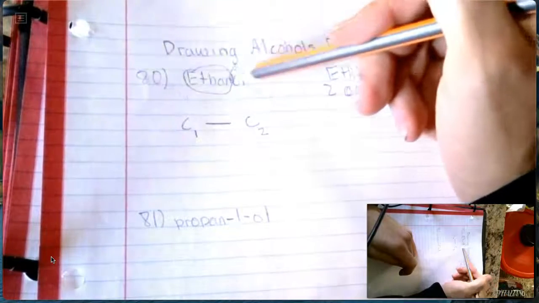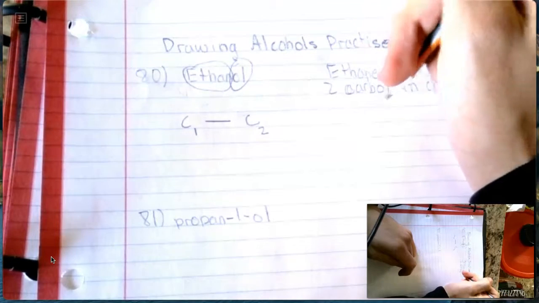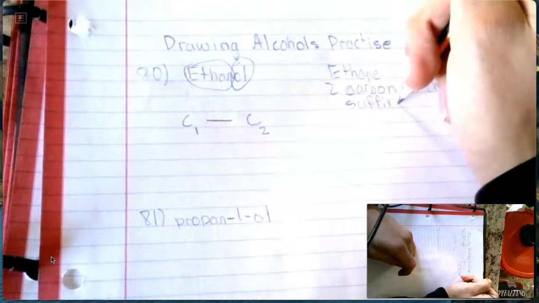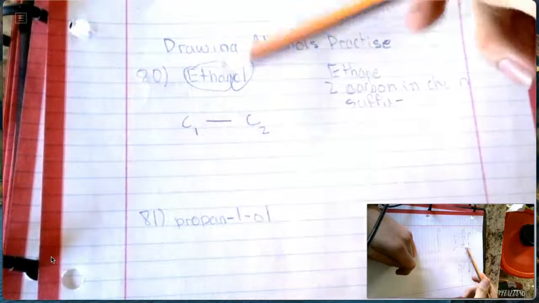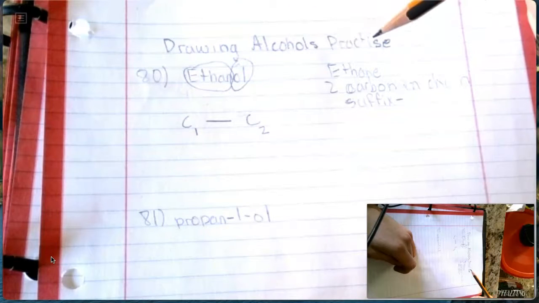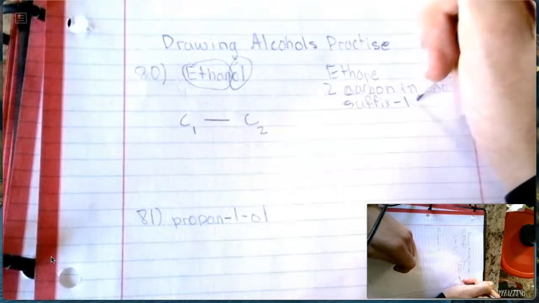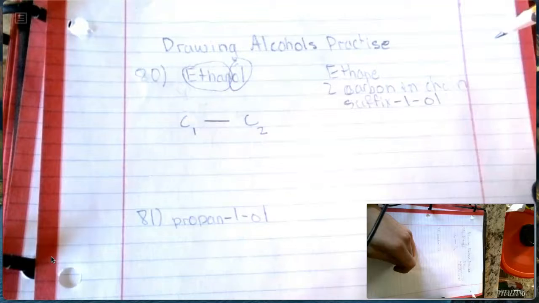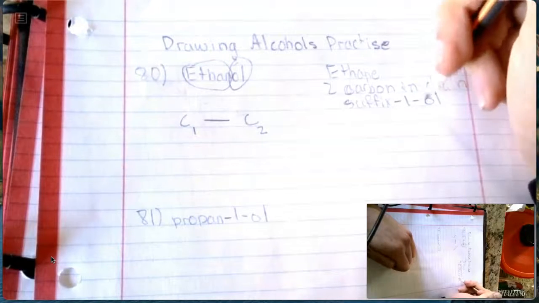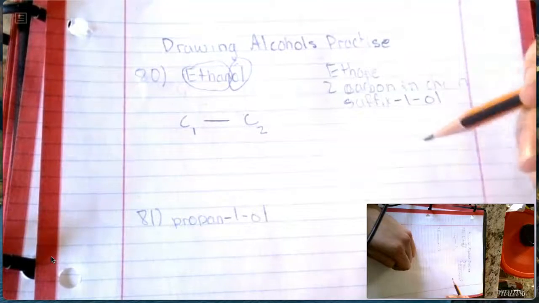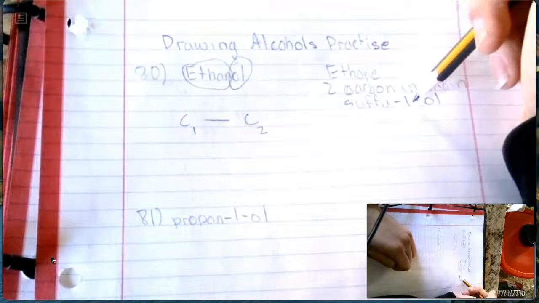If we look again at the name, we'll notice that our suffix is ol. Now, an important thing to know with suffixes is if you ever see a suffix like this where there's no number in front of the ol, it is automatically assumed that the number is going to be 1. So -1-ol. And since there's only 1 ol, we know that there's only going to be 1 hydroxyl group in the alcohol. So now that we know our suffix, it's on 1, we can draw our hydroxyl group on the first carbon.